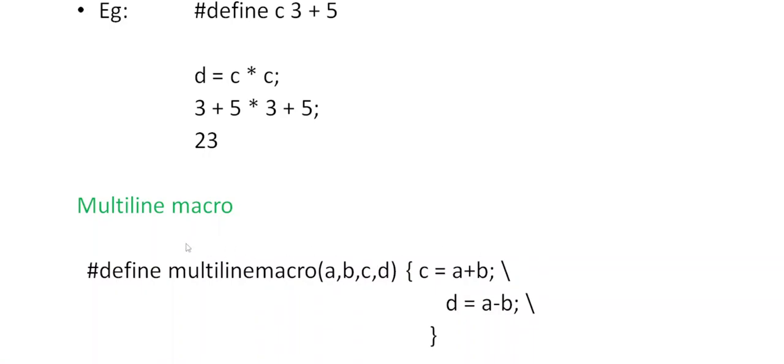You can declare multi-line macros also. You can write a small amount of code, though it is not recommended. When you write multi-line code, each line, except the last line, should terminate with a backslash.